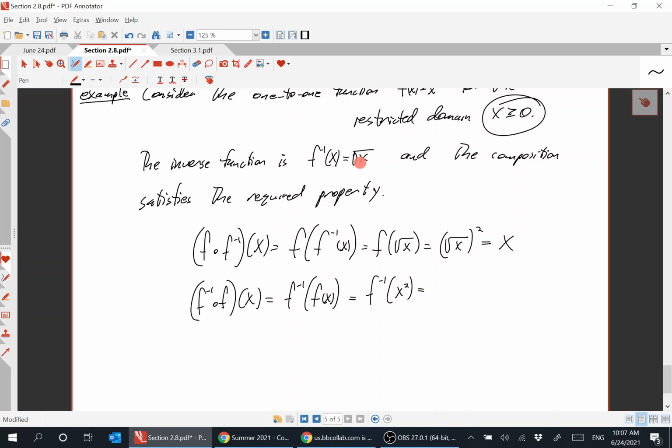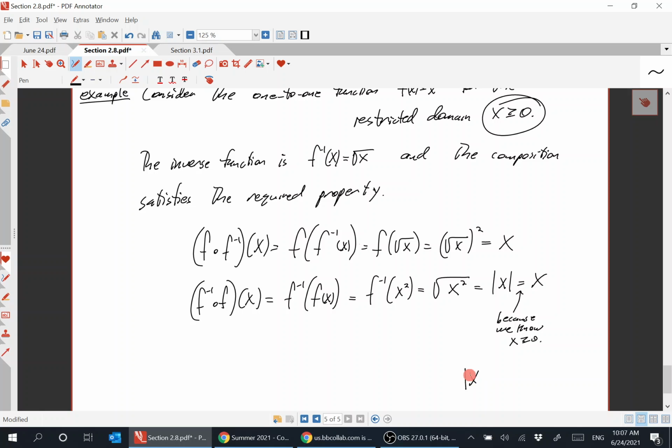F inverse is square root. So this is the square root of x squared, which is, again, the absolute value of x, but that's just equal to x because we know that x is bigger than or equal to 0. So the absolute value of x is just x, right?